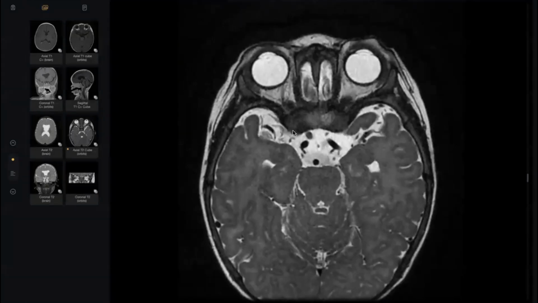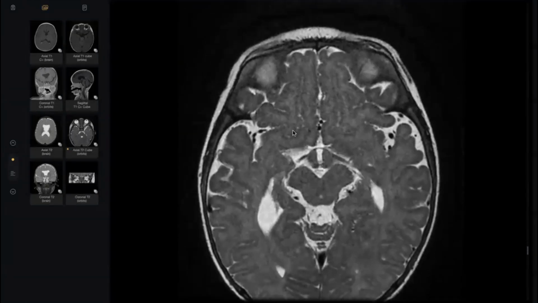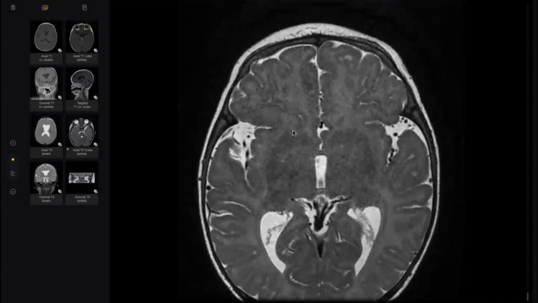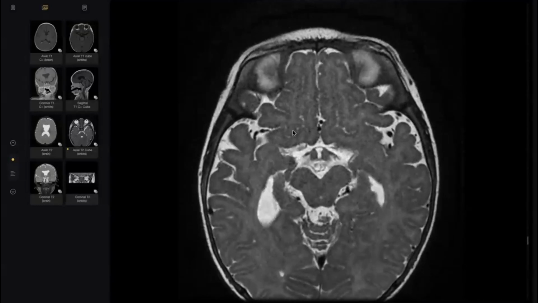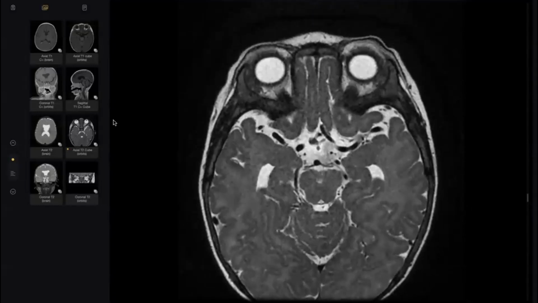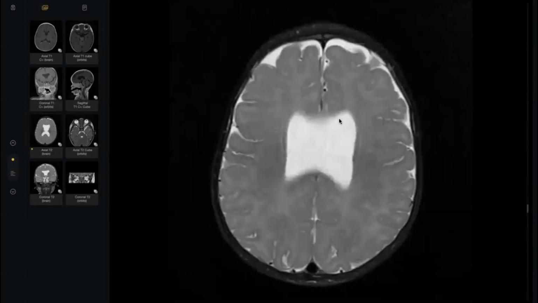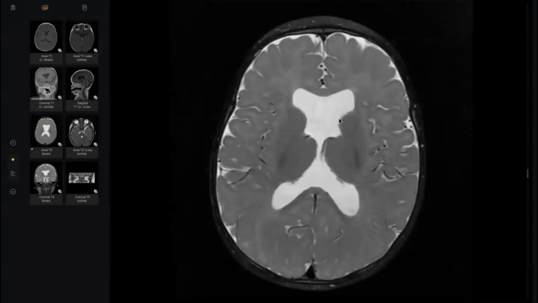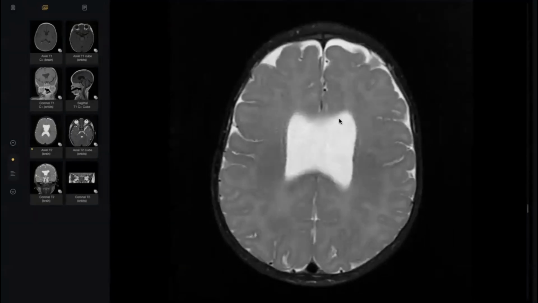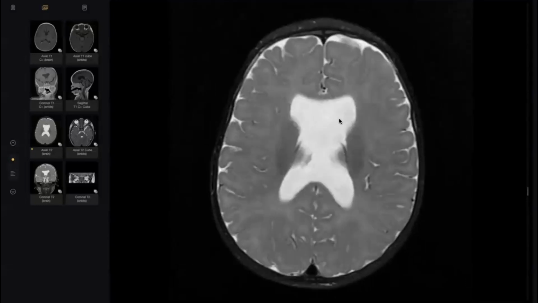Okay, my colleague. Plus this one: absent septum pellucidum. When you see absent septum pellucidum, you should talk about septo-optic dysplasia, either to confirm or exclude. This is very important, my colleague. Okay, septo-optic dysplasia.